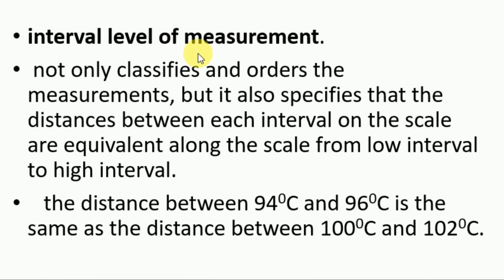Next is the interval level of measurement. In this level, it not only classifies and orders the measurements, but also specifies that the distances between each interval on the scale are equivalent along the scale from low interval to high interval. A popular example is the thermometer or temperature reading. That is, the distance between 94 degrees Celsius and 96 degrees Celsius is the same as the distance between 100 degrees Celsius and 102 degrees Celsius.